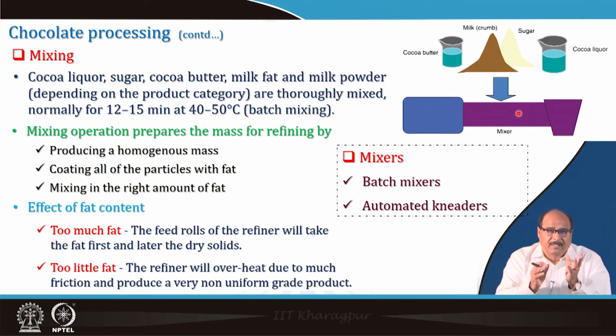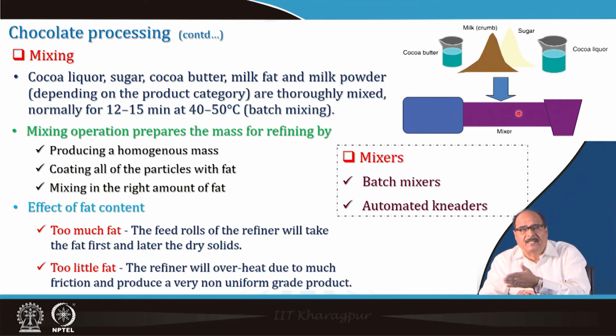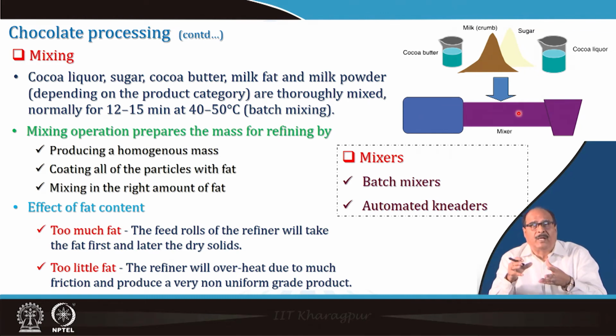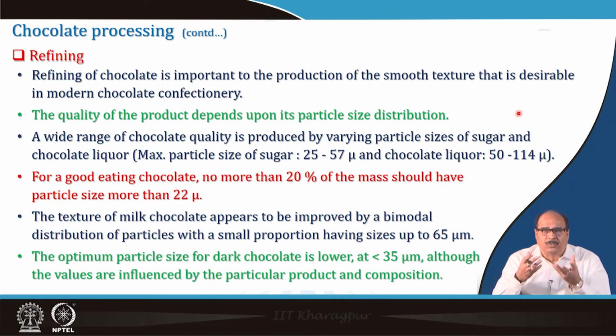If there is too much fat, the feed rollers of the refiner, which is the next process, will take the fat first and then later the dry solids. And if there is too little fat, the refiner will overheat due to much friction and will produce a very non-uniform grade product. Batch mixers can be used, or even automated kneaders, with automatic metering of the ingredient scaling, and then proper mixing can be done. But the purpose of the mixing is to produce a homogeneous mass of uniform size.